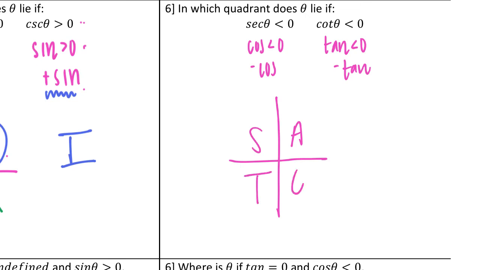And this one, the first piece of information that we're given, negative cosine, you should kick out A and C. Negative tangent, you should kick out the T. You should have gotten quadrant 2 there.